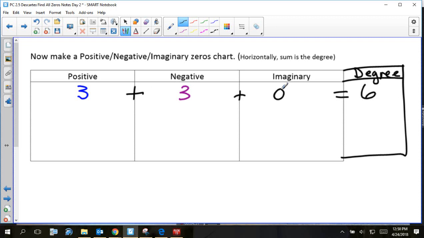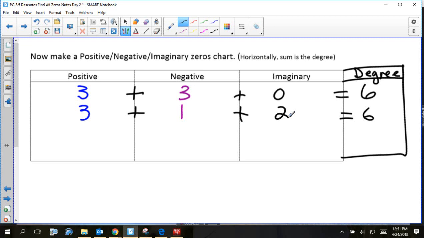So another scenario I could have would be that I still have 3 positives, but now I have 1 negative. So they go down by 2s. And if I add those together, how many do I need to add? I need to add 2 more negatives, not negatives, imaginaries, so I have a total of 6.